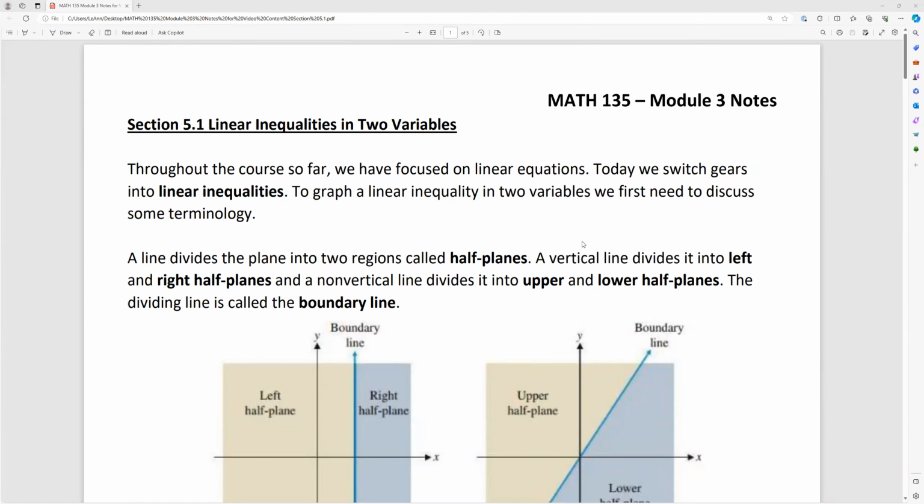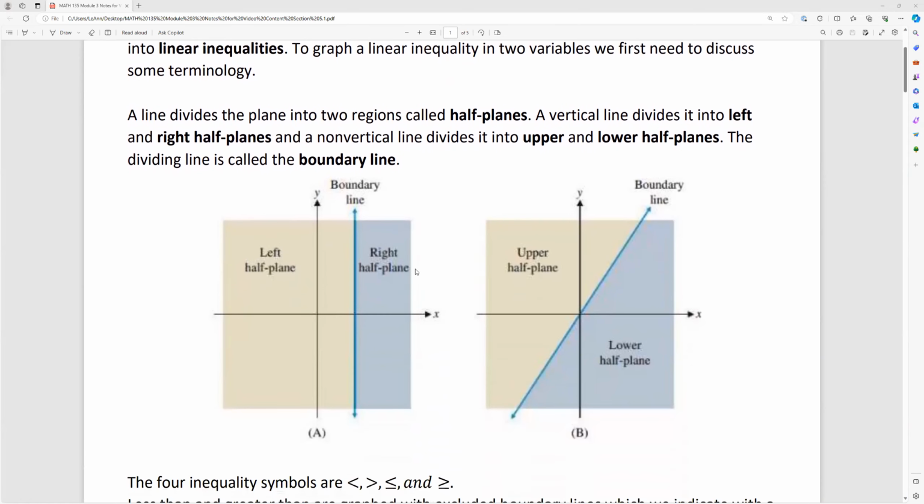It's linear inequalities in two variables. So throughout the course so far, we've really been focused on the equations with the equal signs. And we're now going to switch gears and look at inequalities, linear inequalities. So to graph a linear inequality in two variables, so x and y, we first need to discuss some new vocabulary or terminology. So a line will divide a plane into two regions.